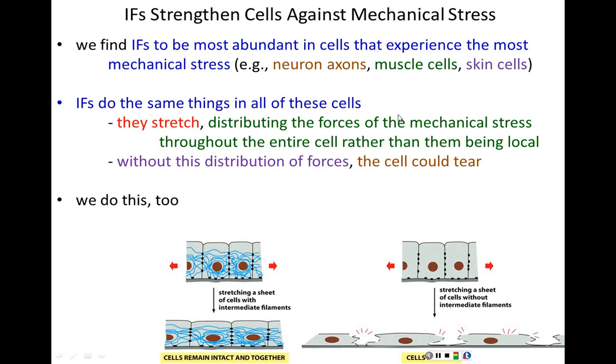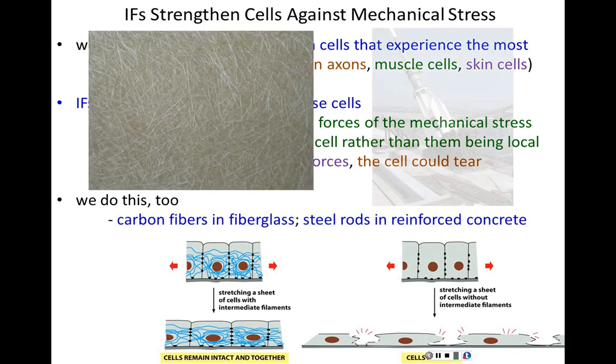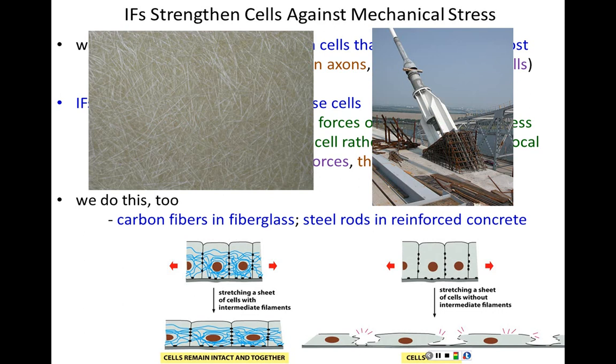This is not a novel idea to us. Like many of the things that cells have been doing for thousands, if not millions of years, we stole this idea before even realizing that cells were doing it first. The whole idea of carbon fibers in fiberglass are these linear, stretchy, tensile strength polymers providing greater strength to what would otherwise be a fragile structure. The whole reason we put steel rods in reinforced concrete is to put tensile strength in what would otherwise be a fragile, breakable, crackable slab of concrete.